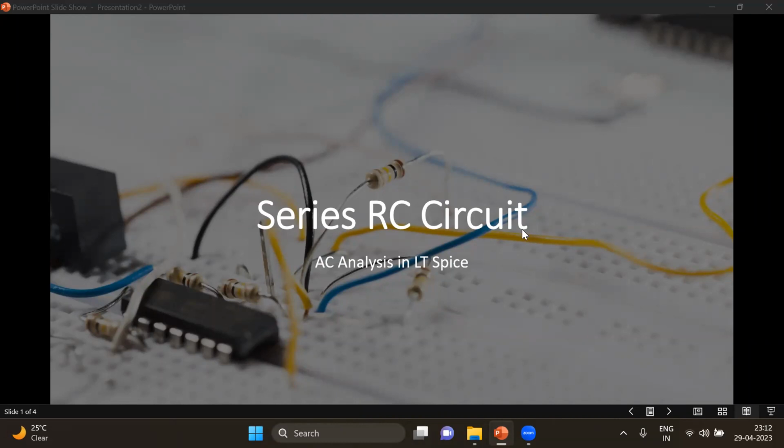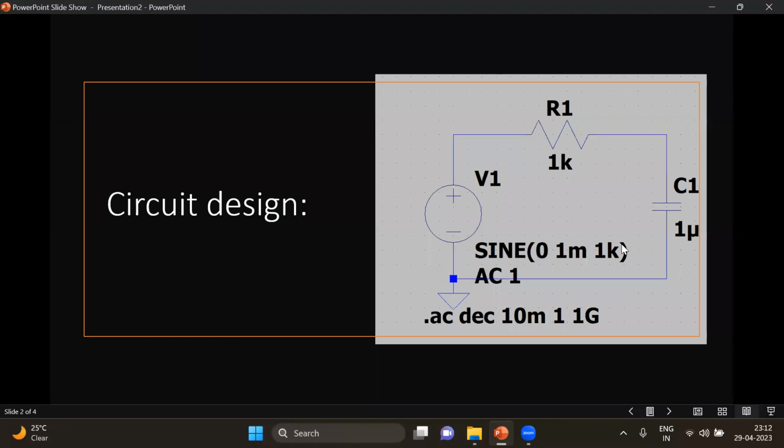This is Naresh. Today we are starting a series on the RC circuit, and we will do its AC analysis in LTSpice by applying a sinusoidal voltage. So for this, let us look at the circuit first.